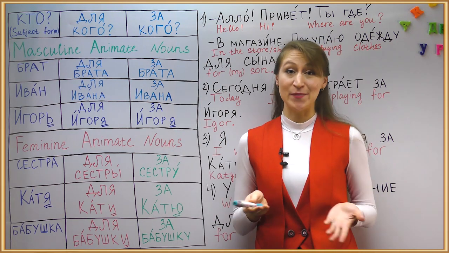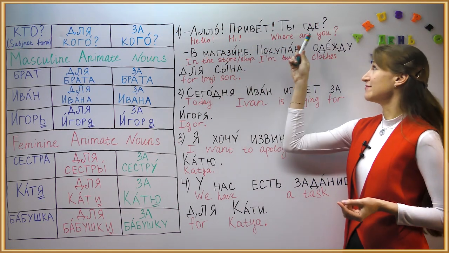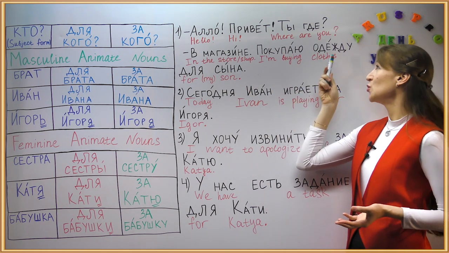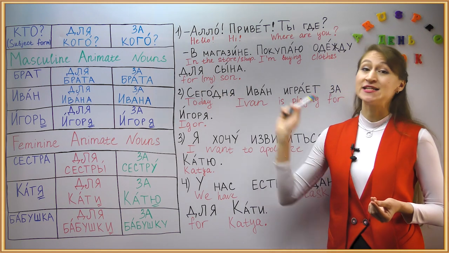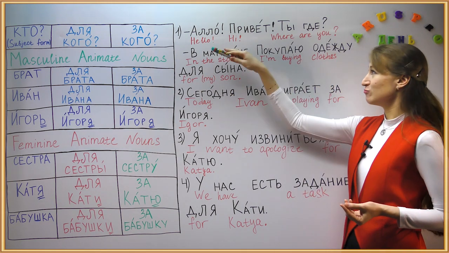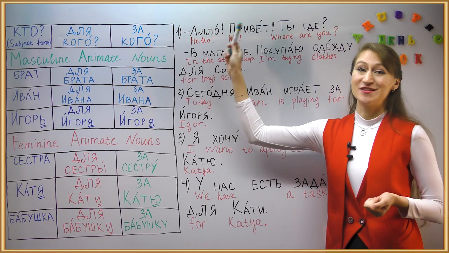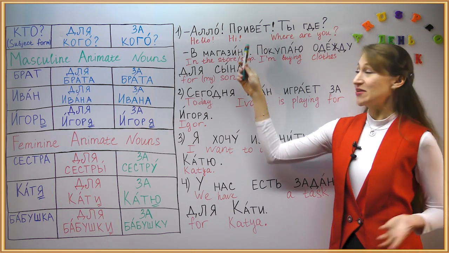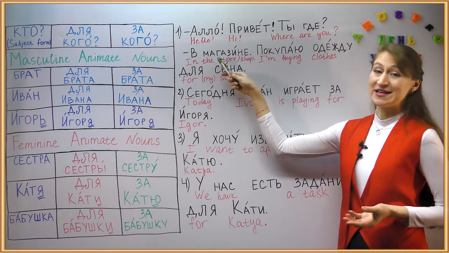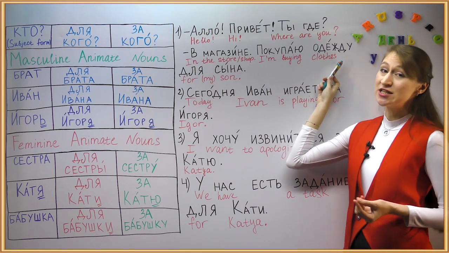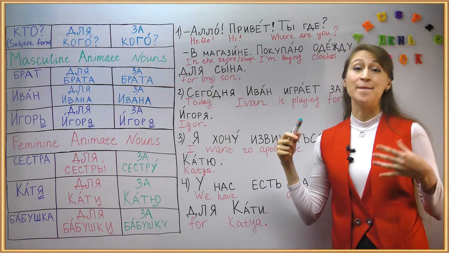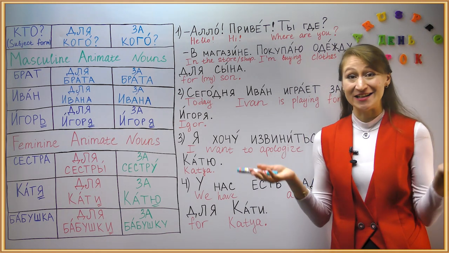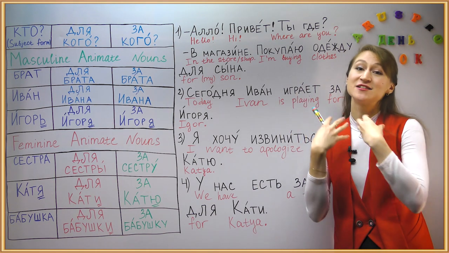So, these are the endings that we use for animate nouns after the prepositions для and за. Let's take a look at the examples. Алло, привет, ты где? В магазине покупаю одежду для сына. So, алло, this is the word that we use only when speaking on the phone. Привет is a greeting. Ты где? В магазине покупаю одежду для сына. So I'm buying clothes for my son. I'm not expecting anything in return, right? I'm just buying it for him.